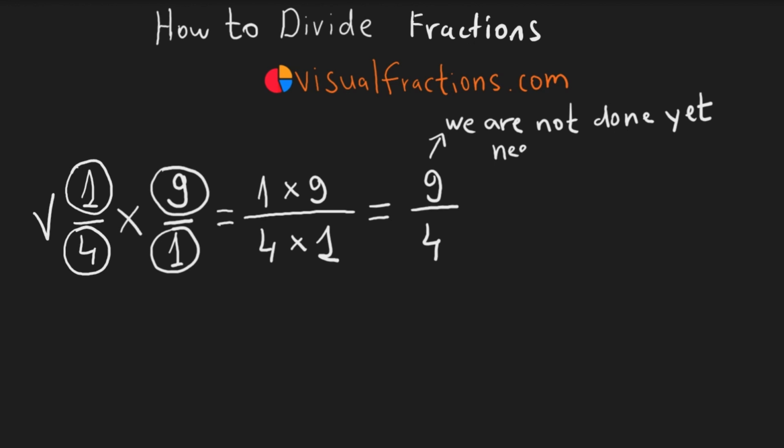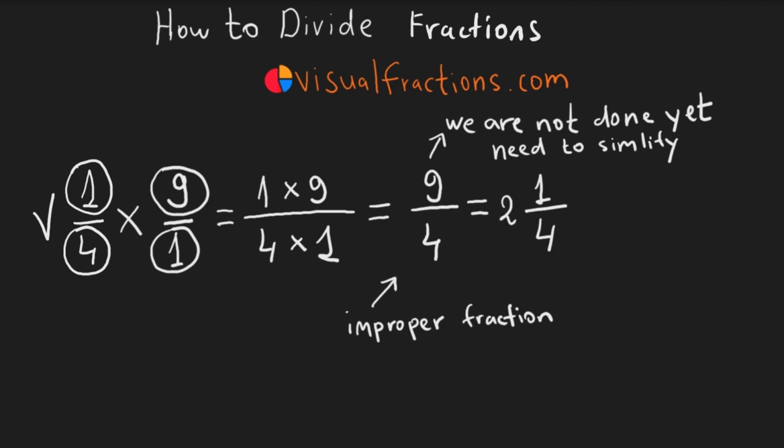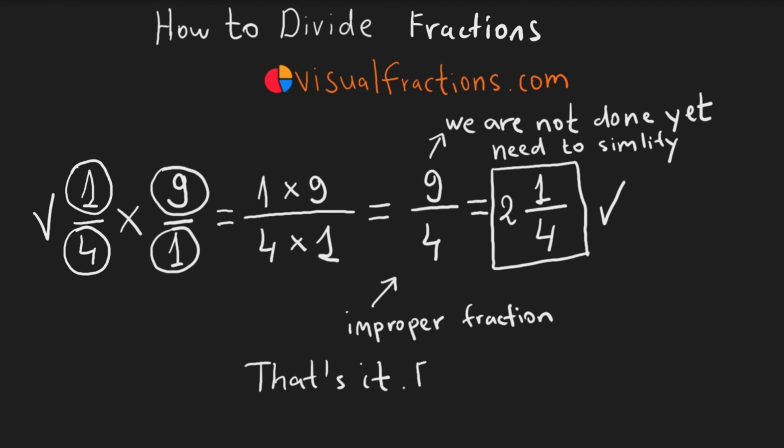But we're not finished yet. This fraction is known as an improper fraction because the numerator is greater than the denominator. 9/4 can be expressed as 2 1/4, meaning 2 wholes and 1/4. And there you go. You've now successfully learned how to divide 1/4 by 1/9 and express the result both as an improper fraction and a mixed number. Fraction division can be that easy.